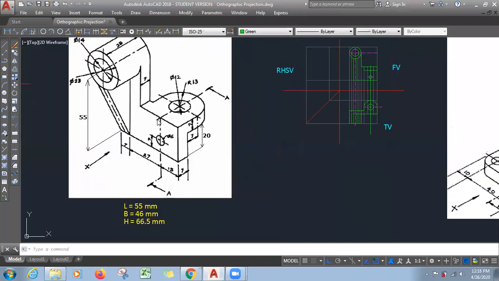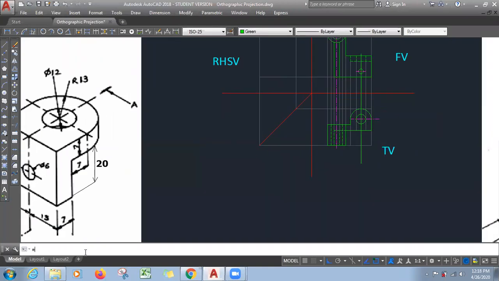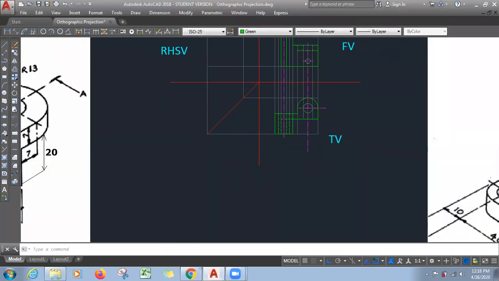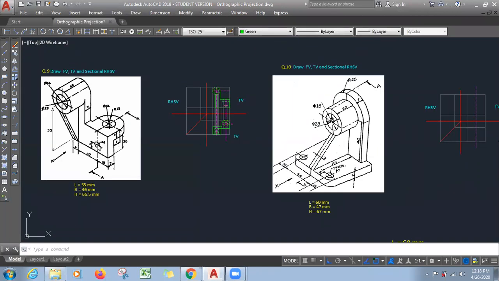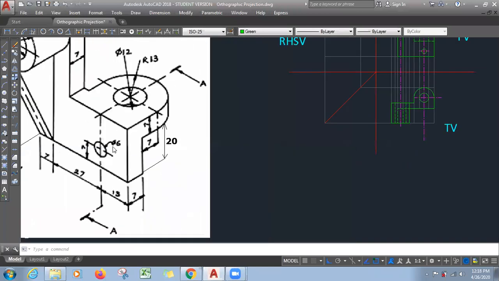So apart from this, this circle cannot be seen. This circle is throughout. Means how much? Up to 7 mm. So we already have this center line. Match properties. This with this one. How much is it? Depth is how much? Circle 7 mm. Depth is 7 mm. And the projectors, dotted lines, can be drawn about this center line, 3.5 mm on either side. Sorry, 6 mm. No, diameter is 6 mm, so 3 mm on either side.